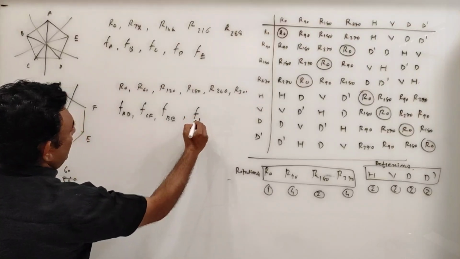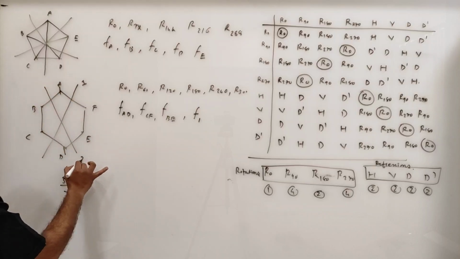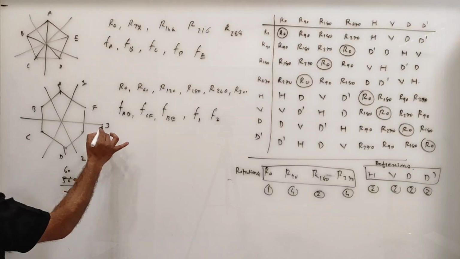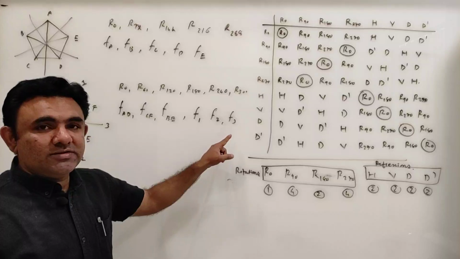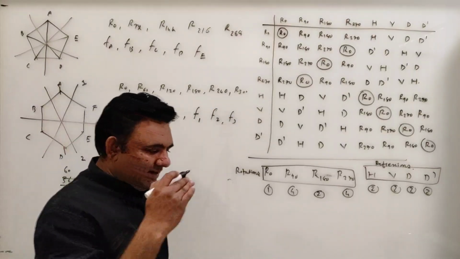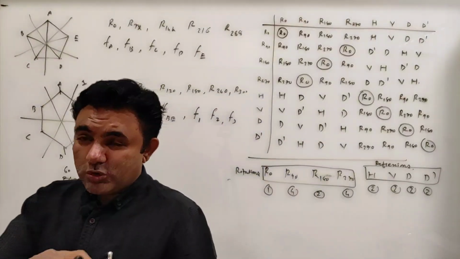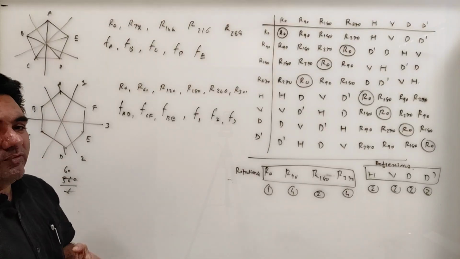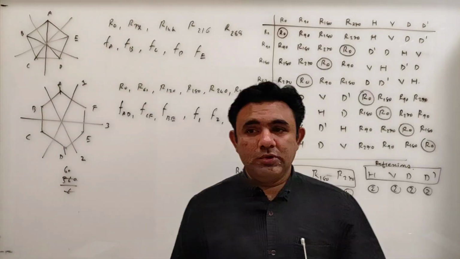So F1, this is line 1. Similarly, this is line 2, F2, and this is line 3, F3. So 3 plus 3 is 6. So these 6 are reflections, and these 6 are rotations. If you consider any n-gon, then you have n rotations and n reflections, total 2n elements, and this will form a group with the composition of functions, and that group is known as Dn, the dihedral group.